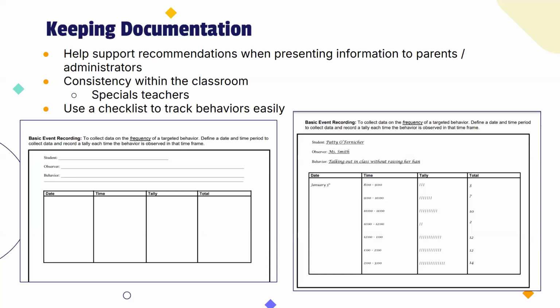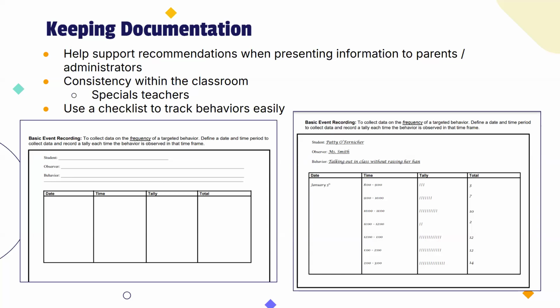And then finally, you can use a checklist to track behaviors easily. The bottom left-hand side, we have an example of basic event recording. This allows us to track the frequency of targeted behavior, meaning how many times is that behavior happening during a designated time frame. It allows us the ability to jot down the date, the time frame that you establish. You can tally how many times that behavior is happening during that time frame.